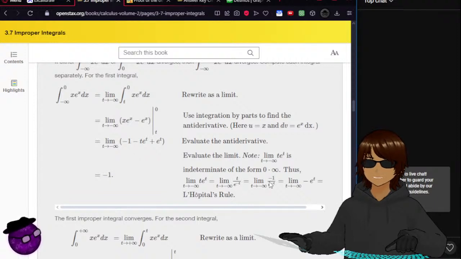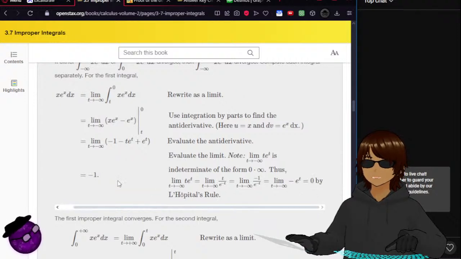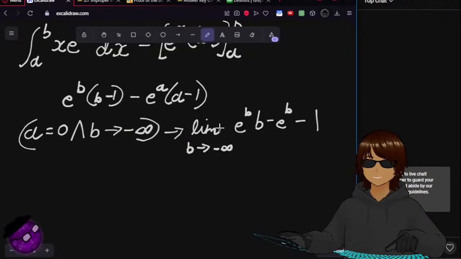I don't understand what they just did. Okay, I understood this e to the power of minus t. I think they took the derivative of both sides with respect to t, and you ended up with minus 1 over e to the power of minus t, and then minus e to the power of t is equal to 0 by L'Hopital's rule. So that makes sense. And equal to -1.